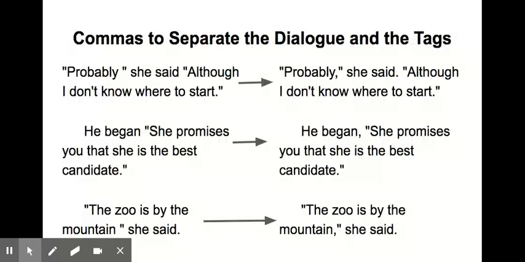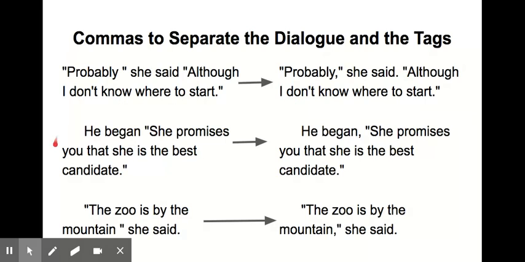Lastly, you put commas to separate the dialogue and the tags. "Probably," she said, "although I don't know where to start," becomes "Probably," with a comma right after the word probably and before the end quotation, she said. And then here's her next sentence. "Although I don't know where to start."